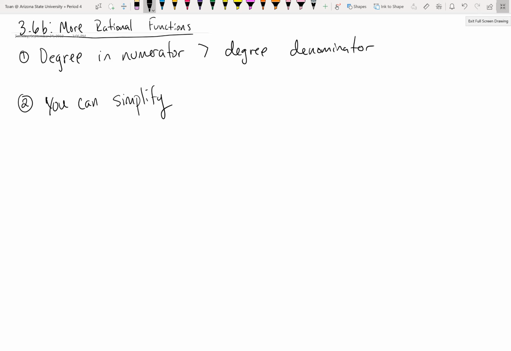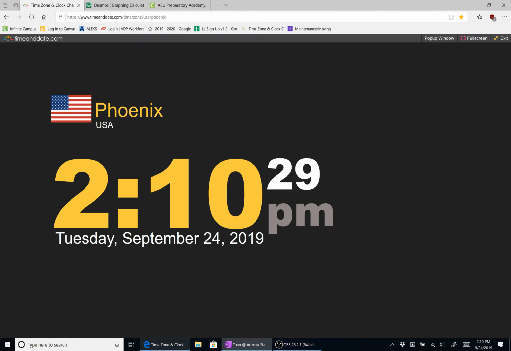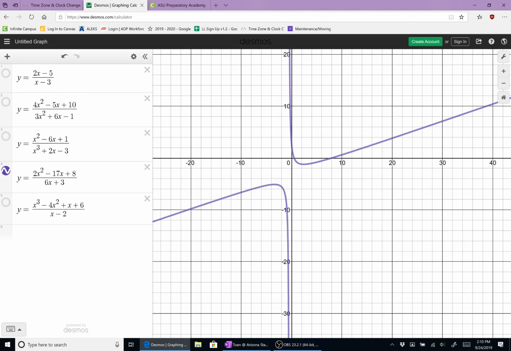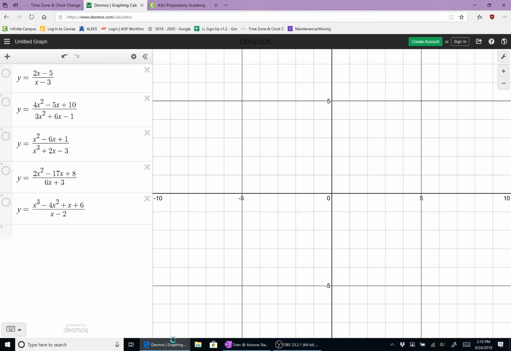So before the lesson, I went on Desmos, and please tell me I didn't delete it, there we go. I went on Desmos and made some random rational functions. For those who are in the back who may not see the functions, the first three examples are some of the things you probably saw yesterday. This is an example where the degrees were the same. So this was our stereotypical rational function. It has vertical and horizontal asymptotes.